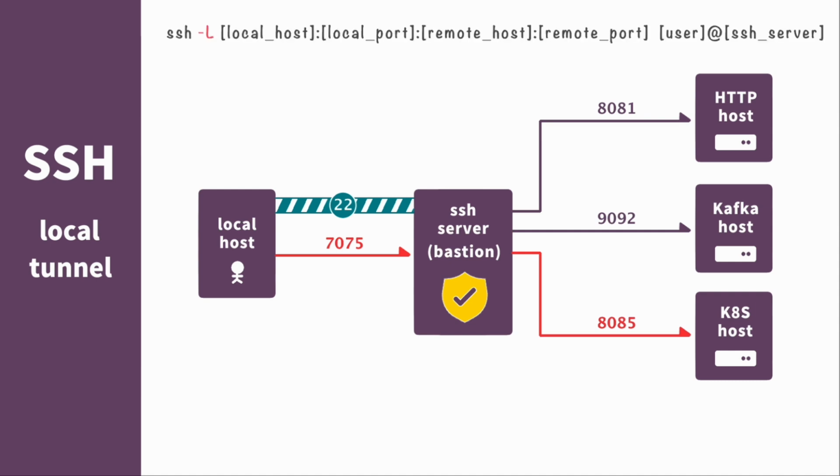On the top, this is the format of the command line we are gonna use to set up local tunneling. It starts with ssh -L. Let's see how each parameter maps to our diagram here. First, you will see the local host. Then you specify the local port you want to use, for example, 7075 here. And also you need to specify the user name you are gonna use to set up this tunnel, and also your SSH server IP or host name.